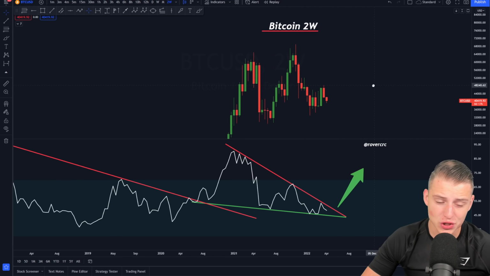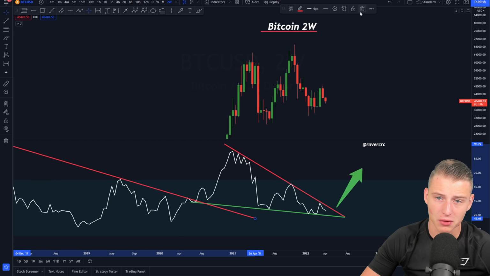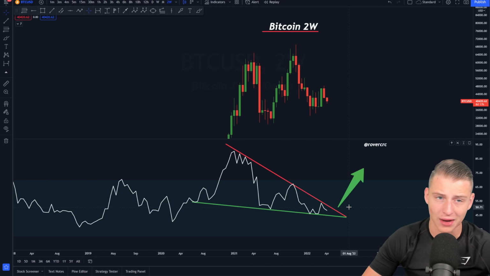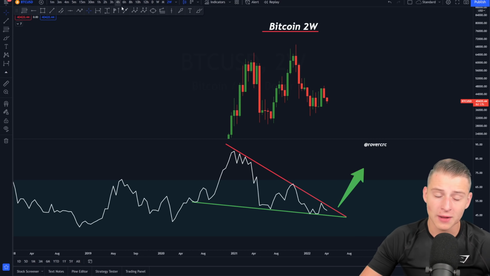So actually this is a pretty interesting scenario. If Bitcoin does decide to break out of this 2-week downtrend, we could be looking very strong, of course, over here for the market.